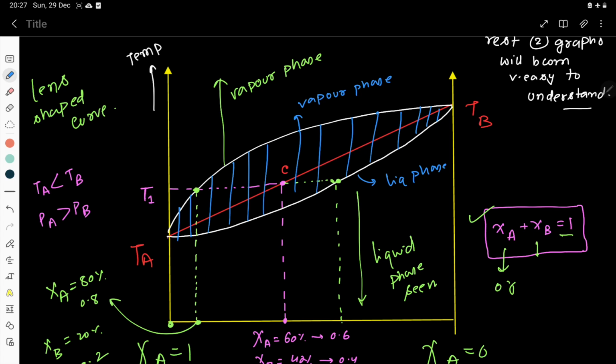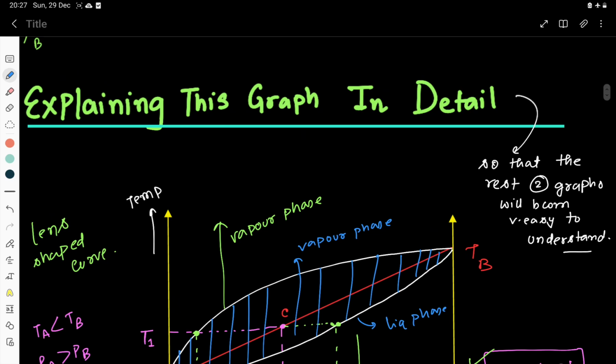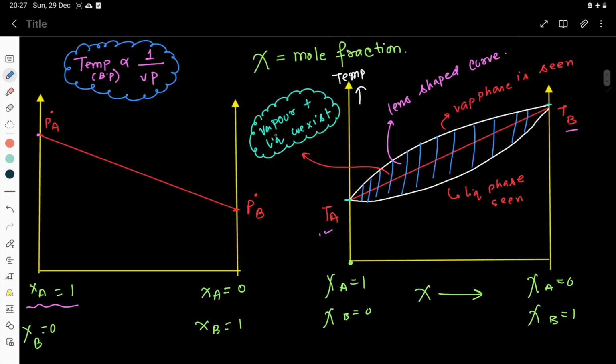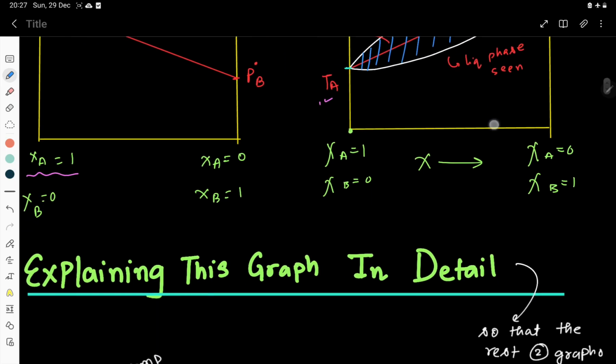So this is what we have to know. I have written all this over here: vapor plus liquid coexist in this region. This curve is the vapor phase, and this curve is for the liquid phase. Above the vapor phase line, only the vapor phase is seen, and below the liquid phase line, only the liquid phase is seen.